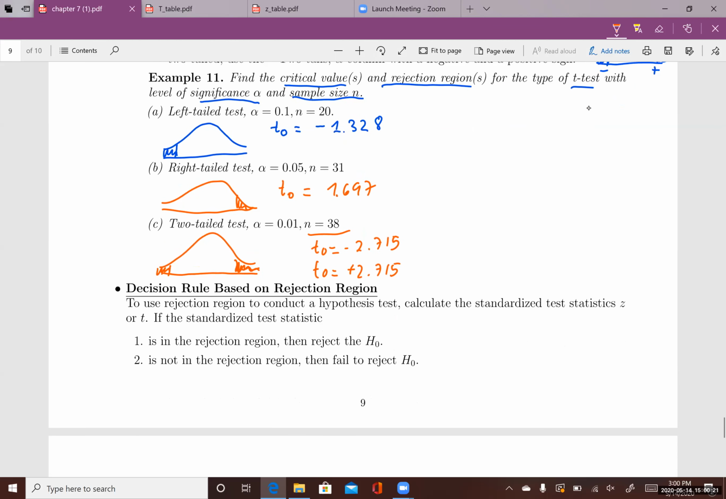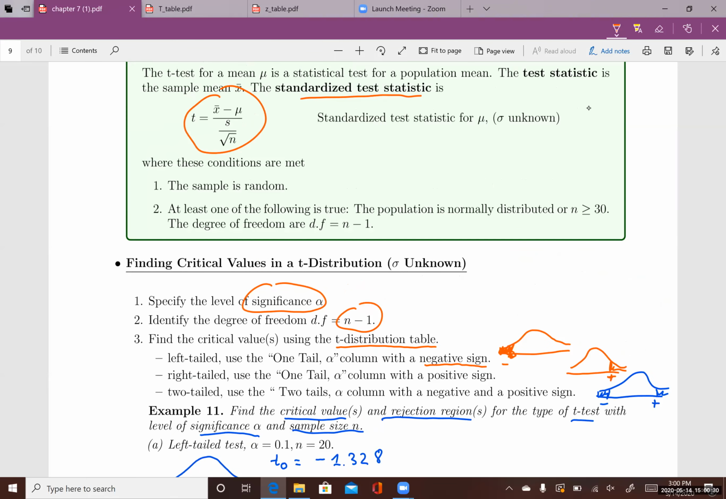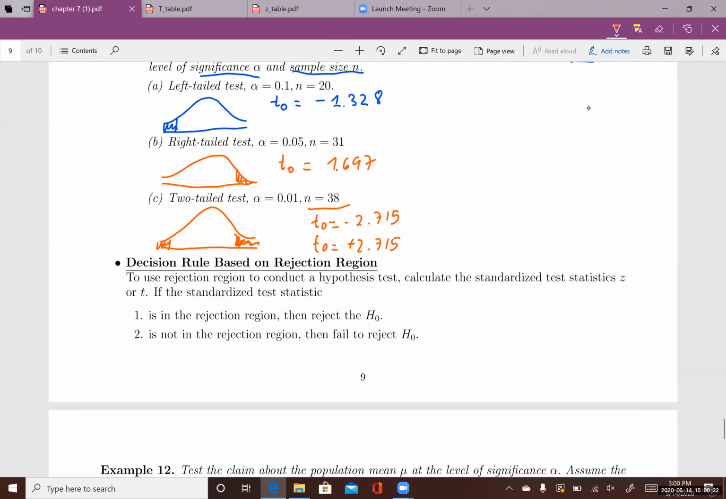All right, and again, how can you make the decision? If your t, the standardized test statistic t that you find using your sample mean, falls into the critical rejection regions, fall into these regions here, that means you need to reject the null hypothesis. If your standardized test statistic t does not fall into these regions, then you fail to reject the null hypothesis.